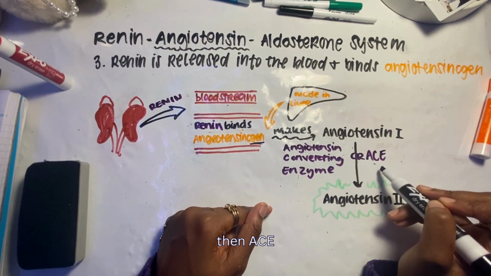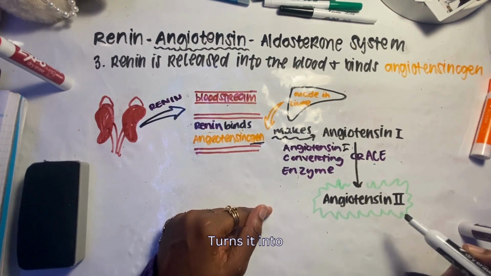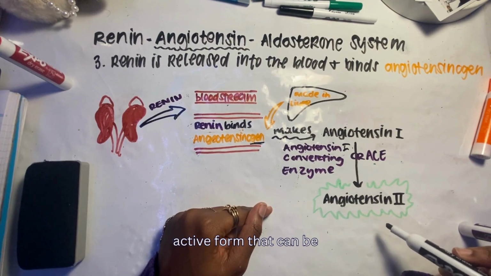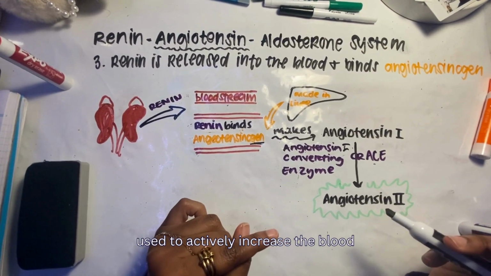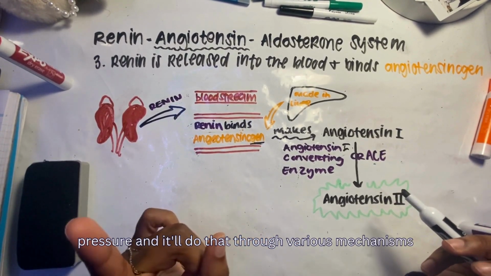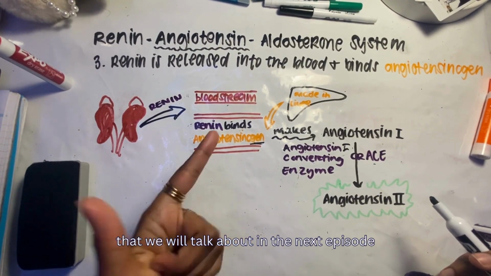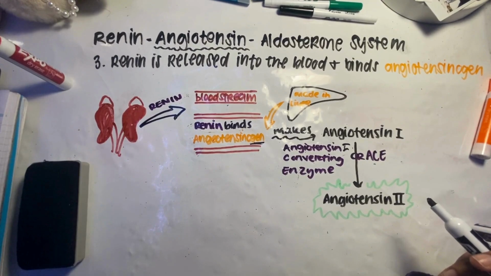Then the ACE enzyme binds to angiotensin 1 and turns it into angiotensin 2. This is the active form that can be used to actively increase the blood pressure. And it'll do that through various mechanisms that we will talk about in the next episode. Just kidding. We're going to talk about it right now.